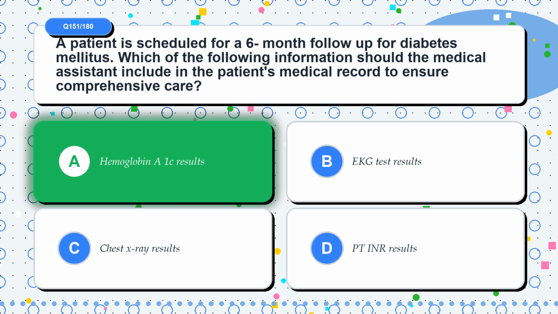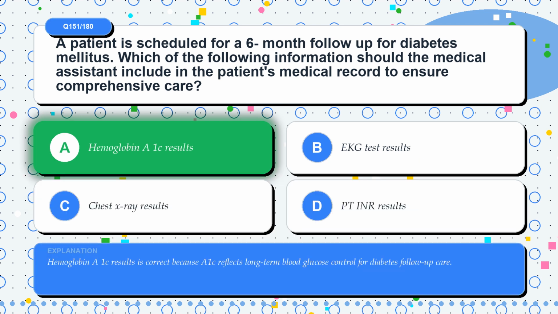The correct answer is option A. Hemoglobin A1C results. Hemoglobin A1C results is correct because A1C reflects long-term blood glucose control for diabetes follow-up care.